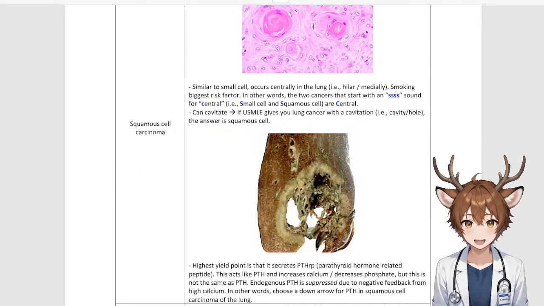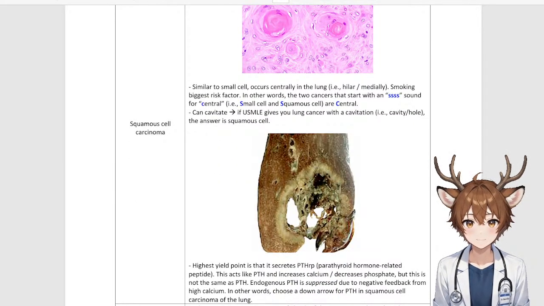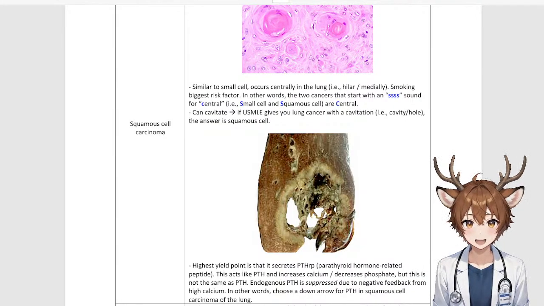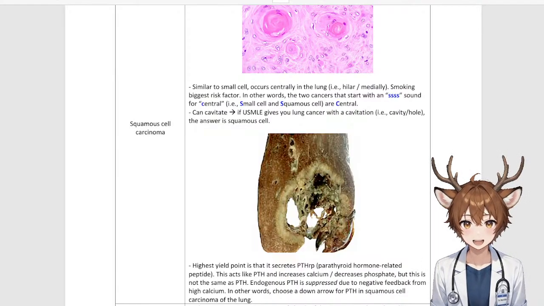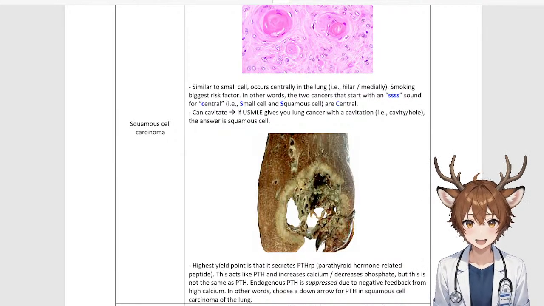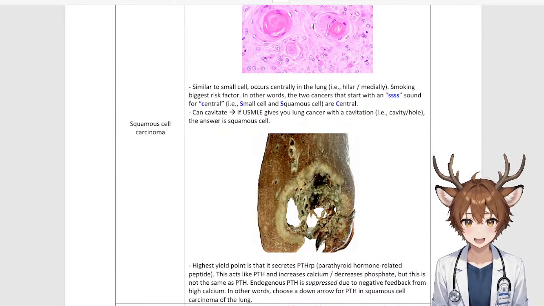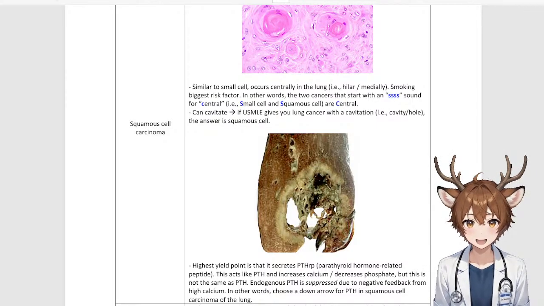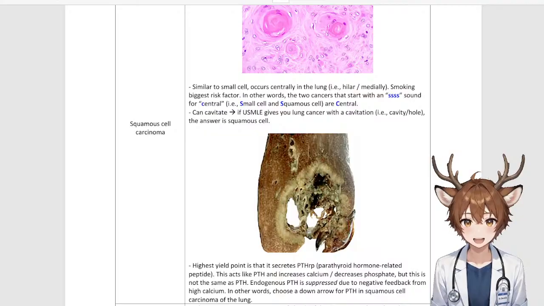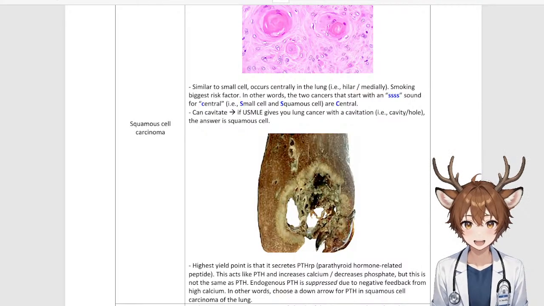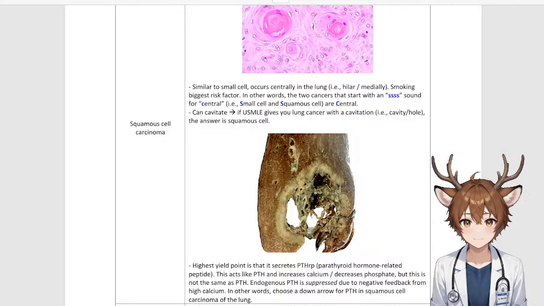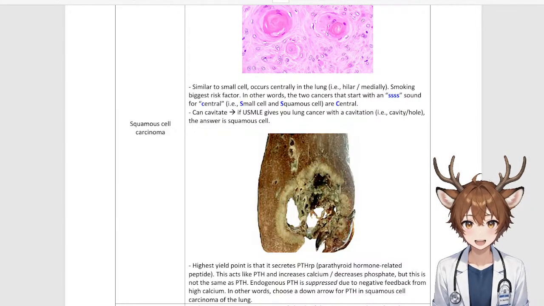The highest yield point is that it secretes PTHrP, parathyroid hormone related peptide, which resembles PTH in terms of its function. It acts like PTH and increases calcium and decreases phosphate. But this is also not the same as PTH. Endogenous PTH is suppressed due to the negative feedback from high calcium. In other words, choose a down arrow for PTH in squamous cell carcinoma of the lung. It's a little bit tricky because it's increasing PTH related peptide, but not PTH itself, and so it actually suppresses the endogenous PTH.